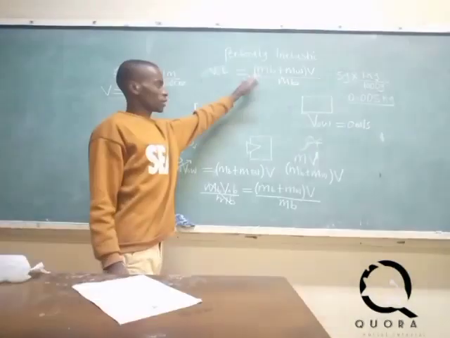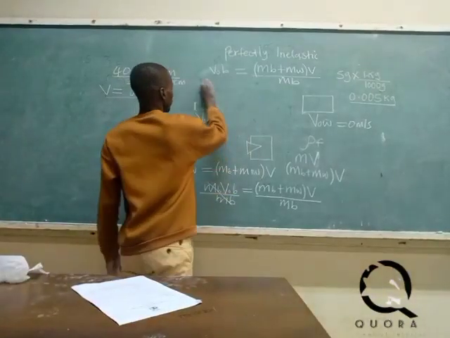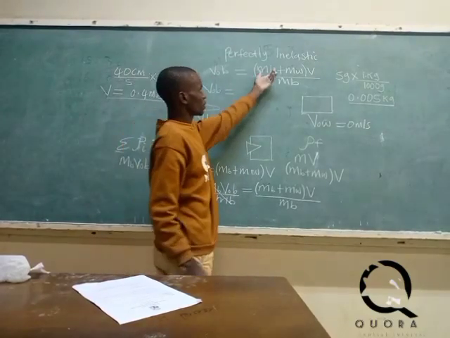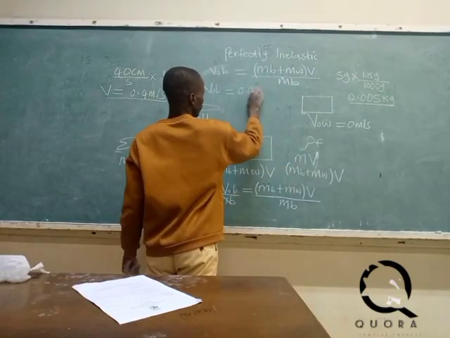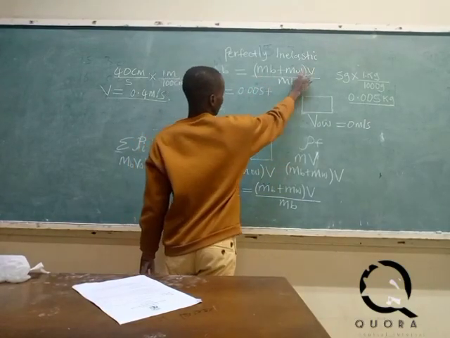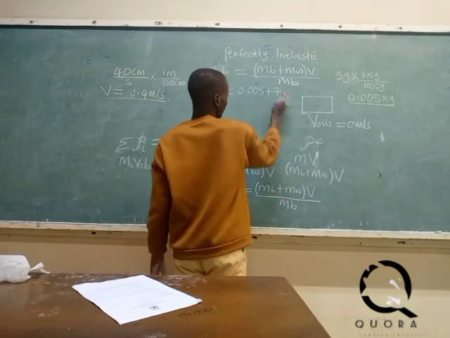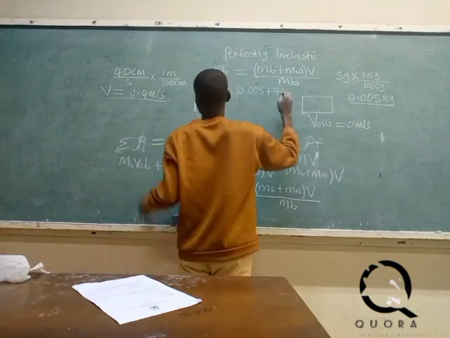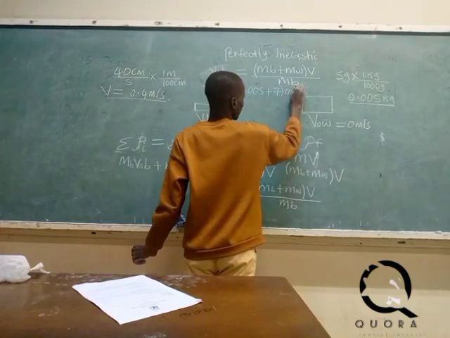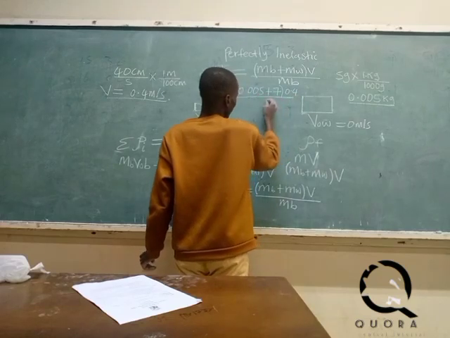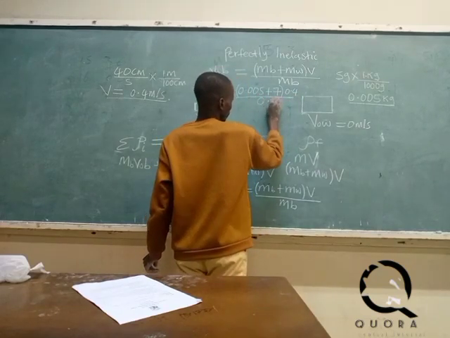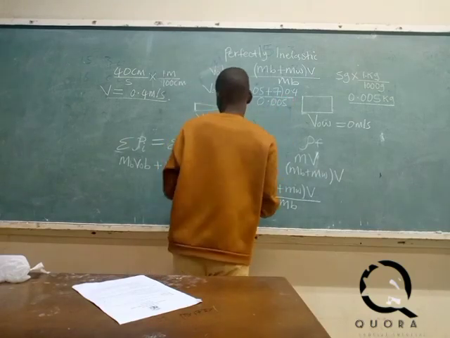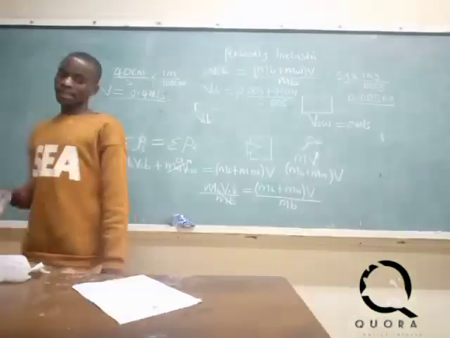Come back to the formula itself. We are going to have the initial velocity of the bullet equal to the mass of the bullet, which is 0.005, plus the mass of the wood, which is 7? Yes, 7. I'll close. Then I'll multiply by the final velocity for two objects, which is 0.4, divided by the mass of the bullet, which is 0.005.